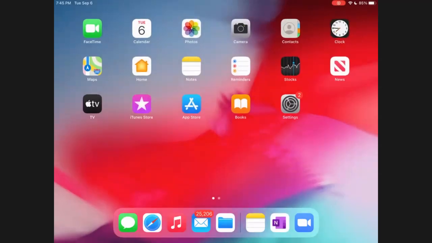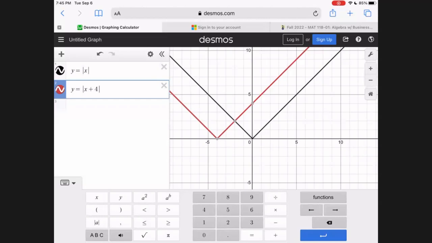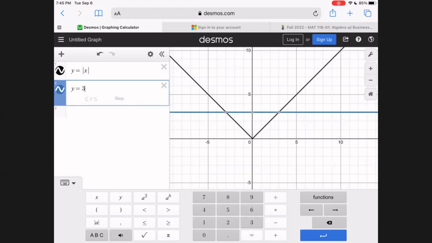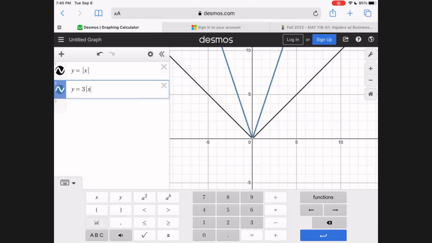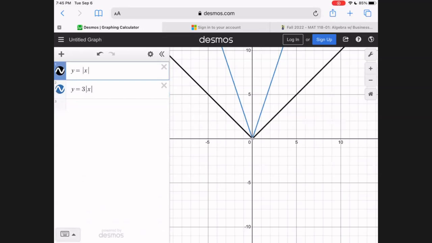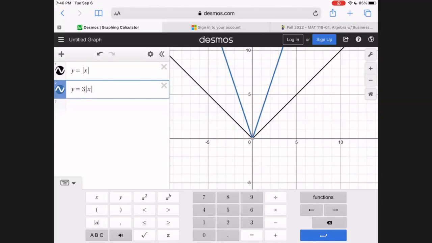I go to Desmos. Right, so we have, here's our, right. So let's say I have y equals, and let's put a 3, and then let's do absolute value of x. What do you notice? It stretched it. So instead of being at -1, 1, and +1, 1, it went all the way up to this. So one thing I want to show you is on Desmos you can do this really nice thing. So let's say I put an A here.